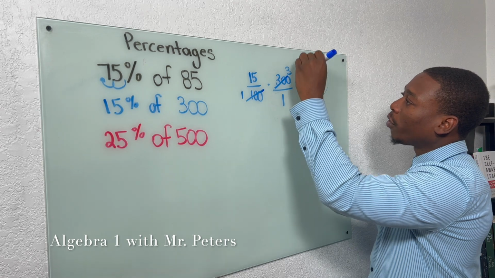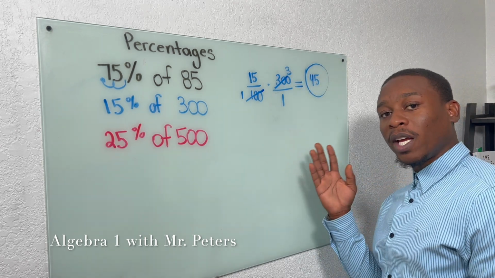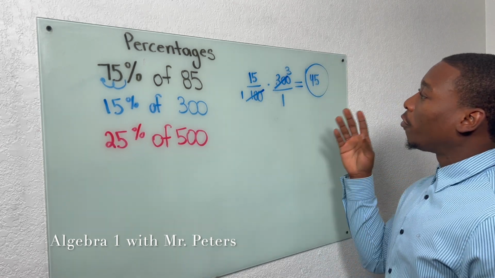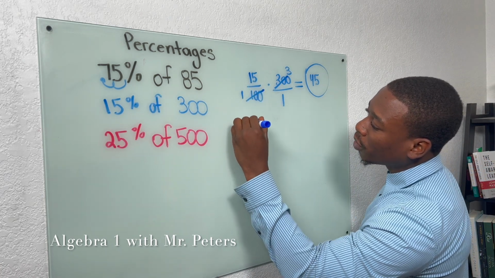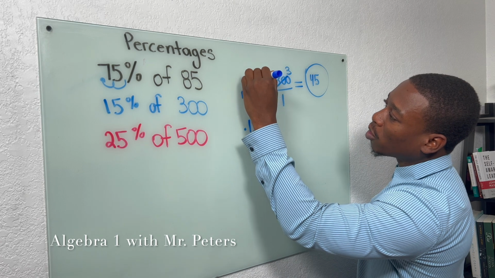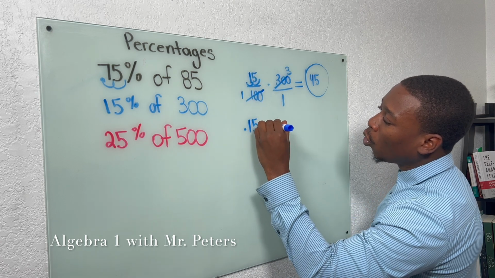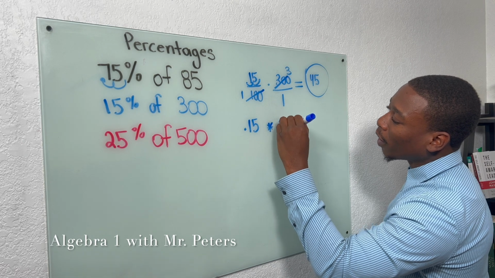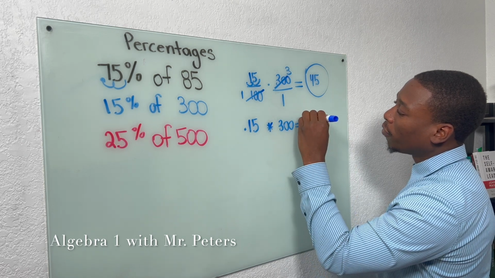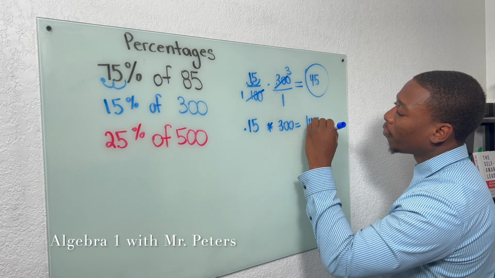We could just leave it as 45. So this would be the answer for 15% of 300. Now, if we go over to the decimal version, right, we move that decimal point 2 places to the left, we can do the same exact thing, and we're going to get the same exact answer of 45.